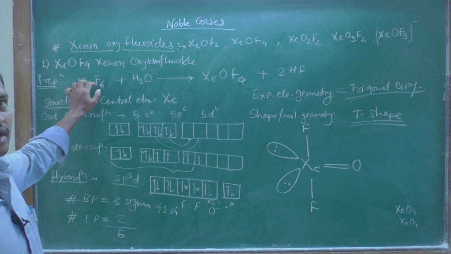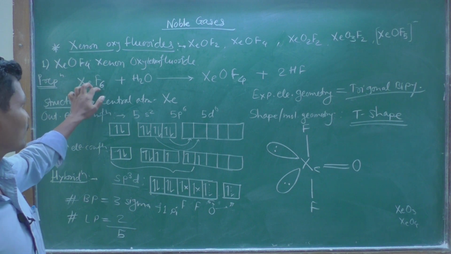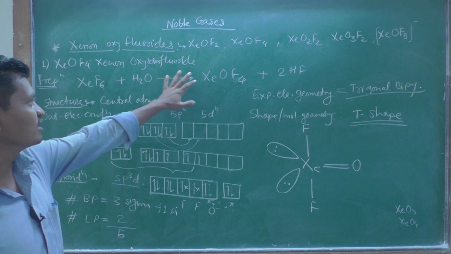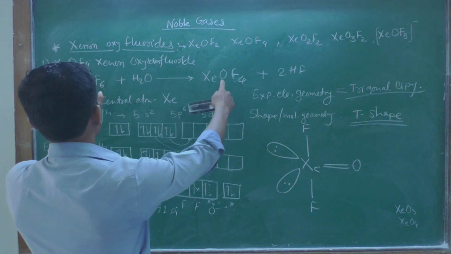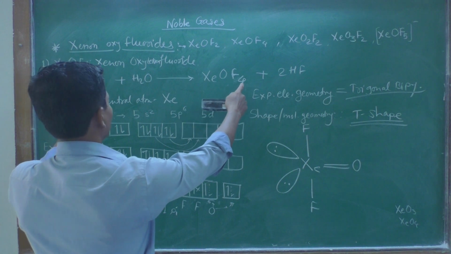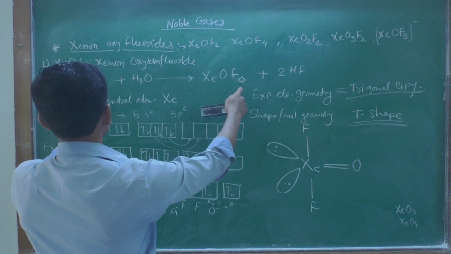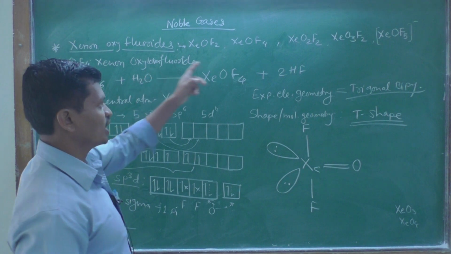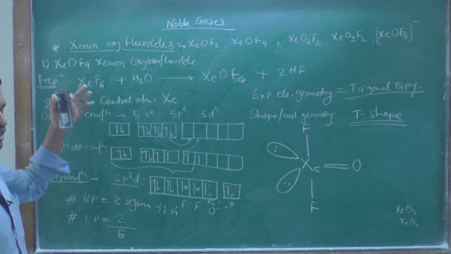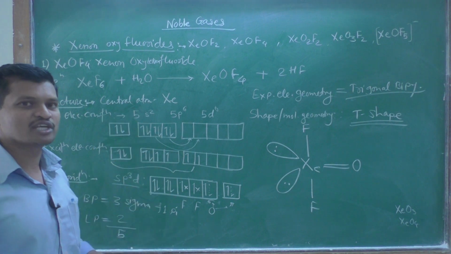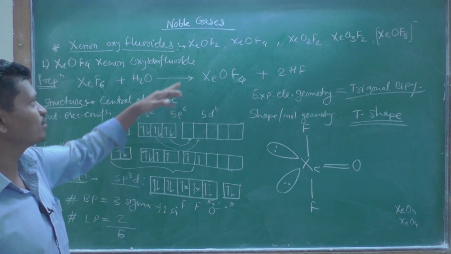Only replace tetrafluoride by hexafluoride at the start and you will get XeOF4. There are 6 fluorine atoms, out of which 4 come in the product. 2 fluorine atoms remain, they combine with 2 hydrogens forming 2HF. Again the structure will be the same and can be explained in the same manner that we have explained for that of XeOF2.